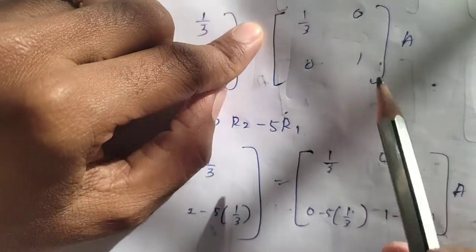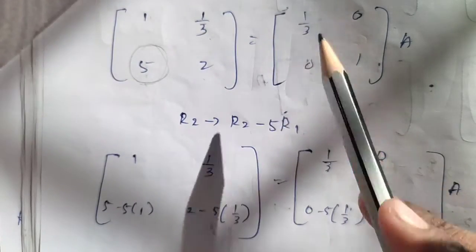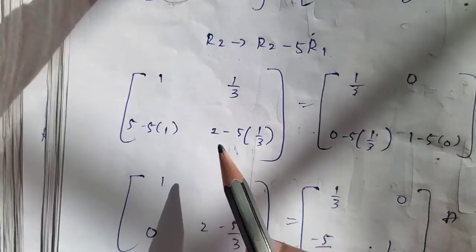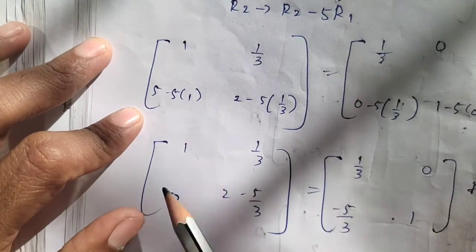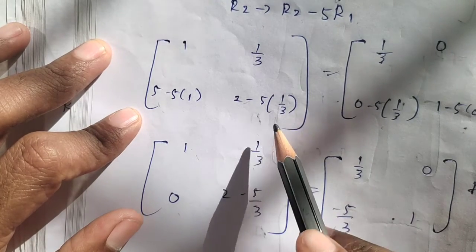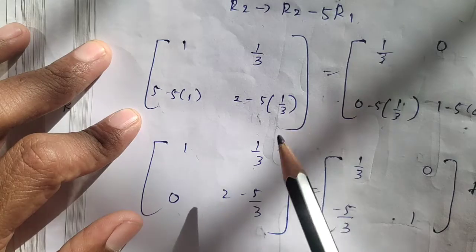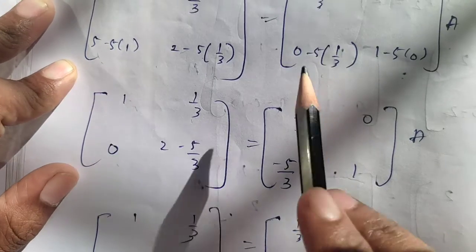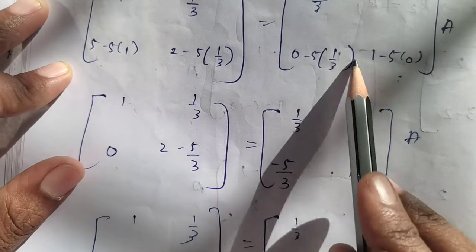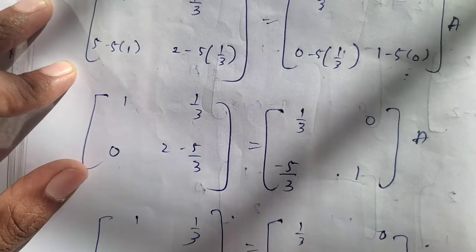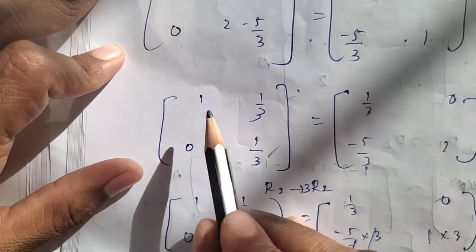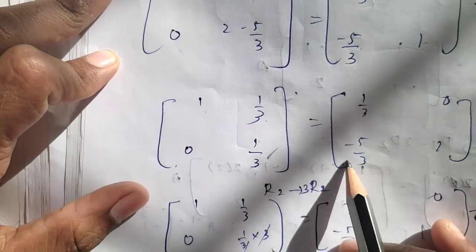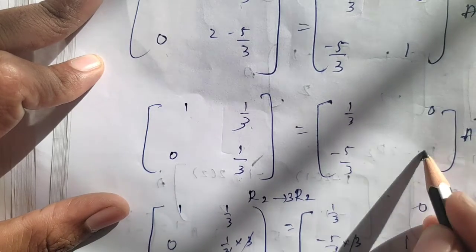R1 is kept as it is. R2 is 0 minus 5 into 1 by 3. 1 minus 5 into 0. Next 1 by 3. This will become 0. 2 minus 5 by 3. So 6 minus 5 by 3. That is 1 by 3 we got it. In the RHS, 0 minus 5 by 3, minus 5 by 3, 1 minus 5 into 0, 1. This is a final of matrices 1, 1 by 3, 0, 1 by 3 equal to 1 by 3, 0, minus 5 by 3, 1.